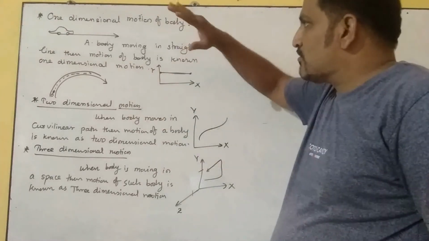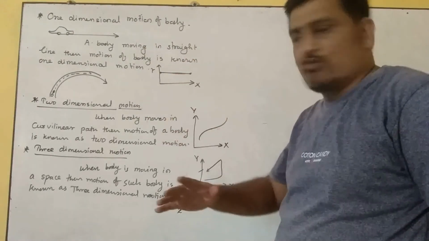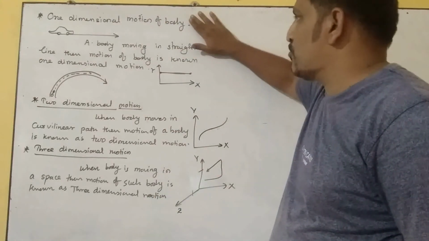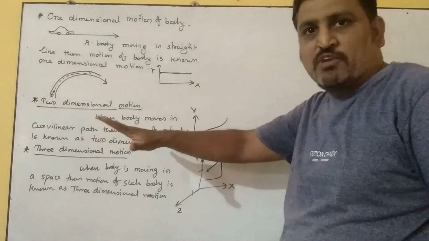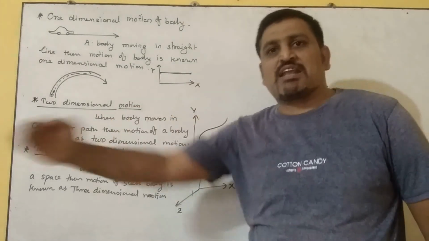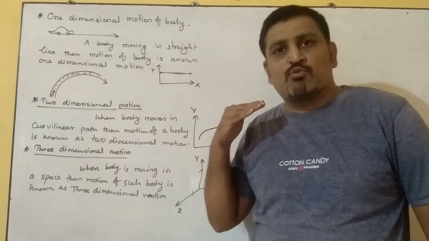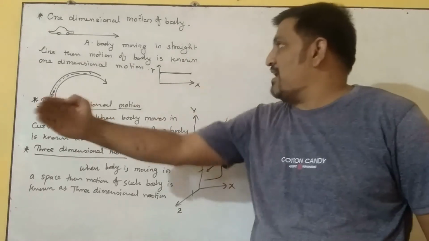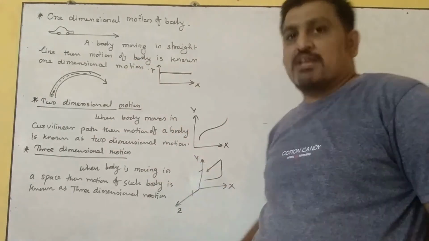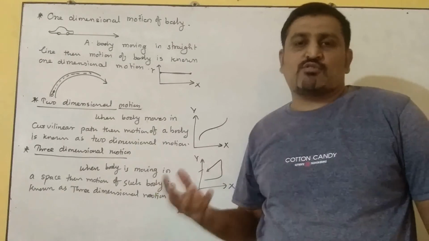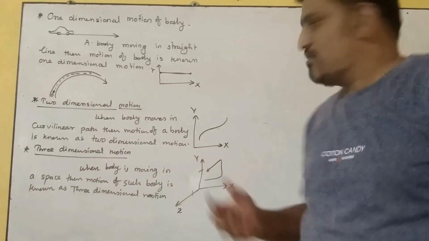Our topic which is related to the chapter is 1-dimensional motion of the body, and it is very clear that when a body moves in a rectilinear path, when a body moves in a straight line path, then the motion gained by such a body is known as 1-dimensional motion.